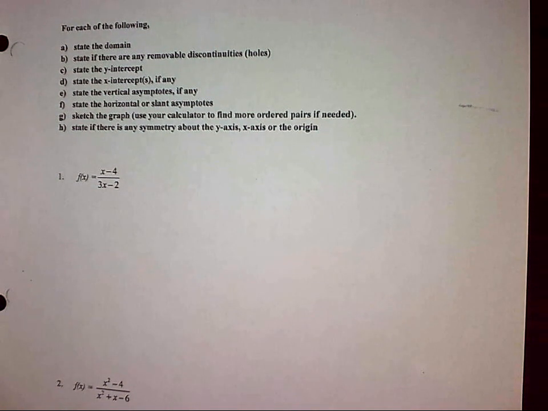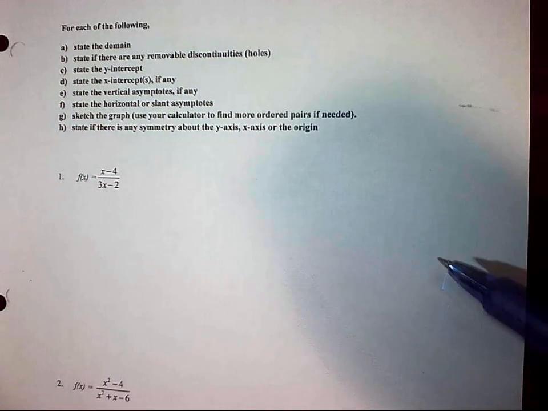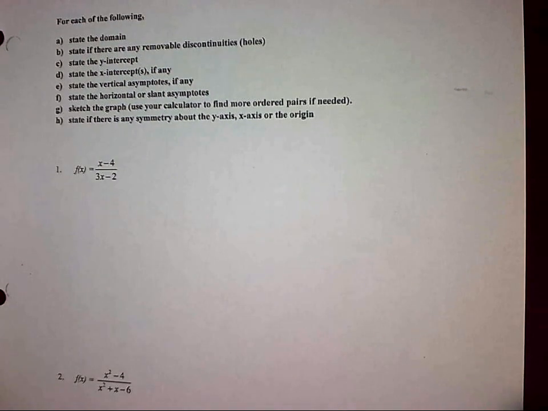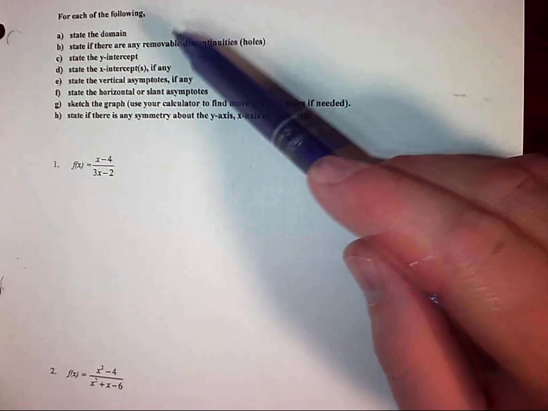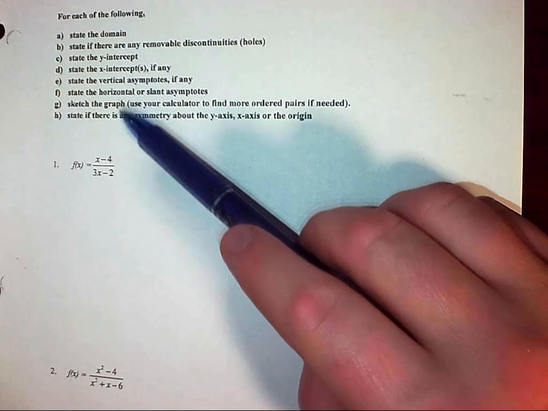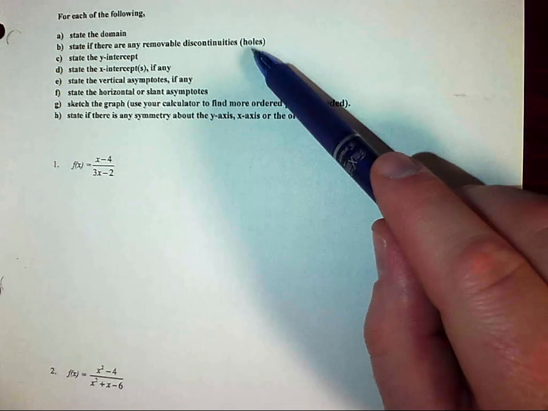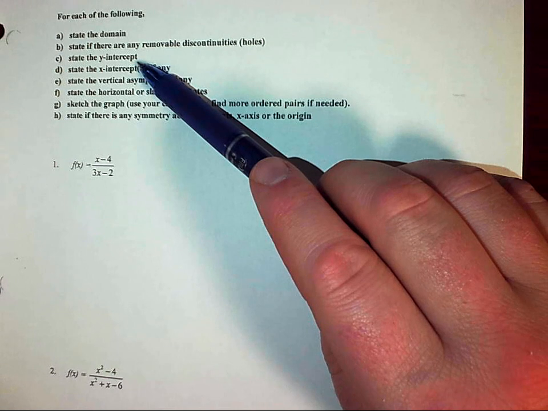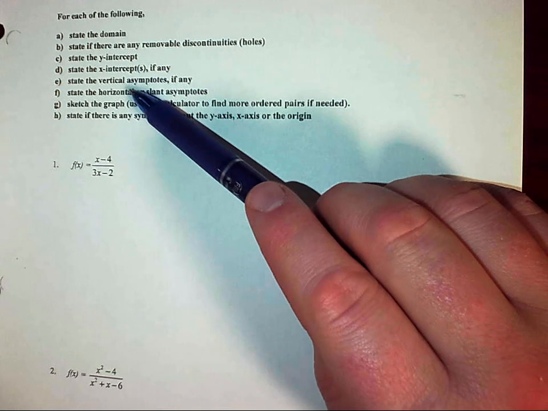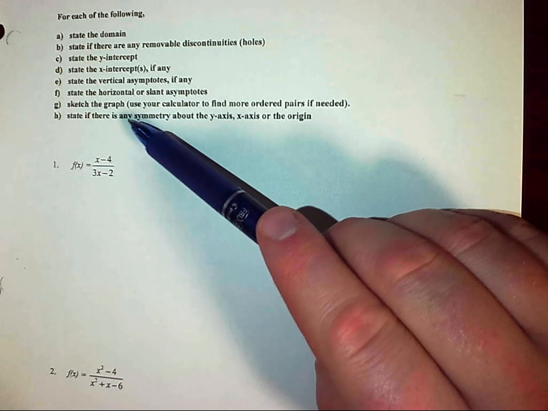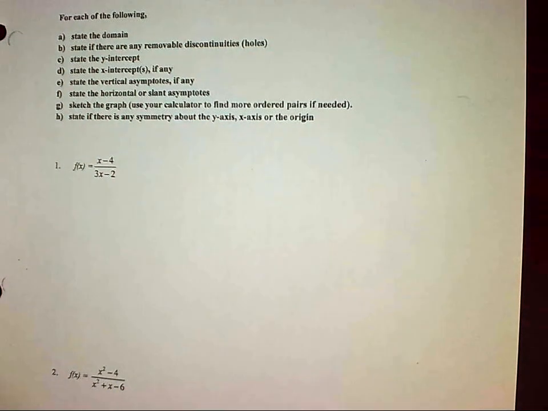So we have a couple of examples here. We have 1, 2, and then it continues on the next page. Is there a second page after that? Oh gosh, it actually continues on the next page after that too. So we have 5 examples that we're going to go through. For each of them, we're going to state the domain, state if there are any removable discontinuities or holes, state the y-intercept, state the x-intercept, vertical asymptotes, horizontal or slant asymptotes. We're going to sketch it, and then we're also going to state whether or not there are any symmetries.